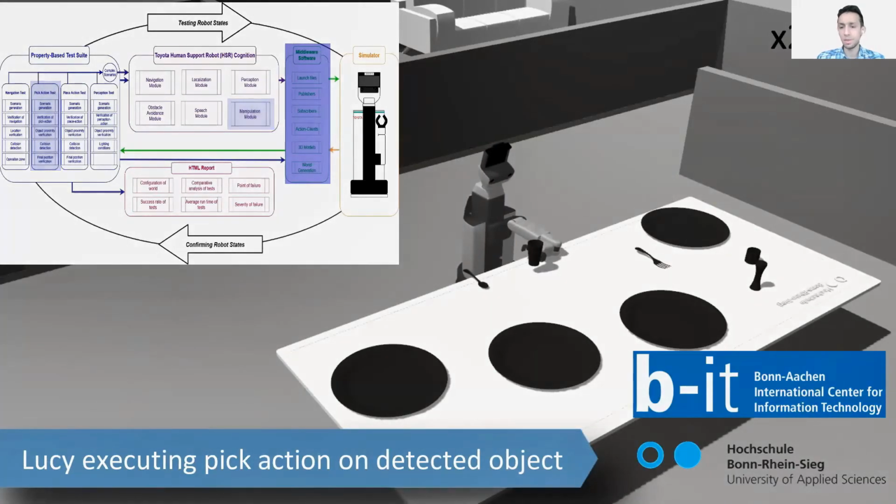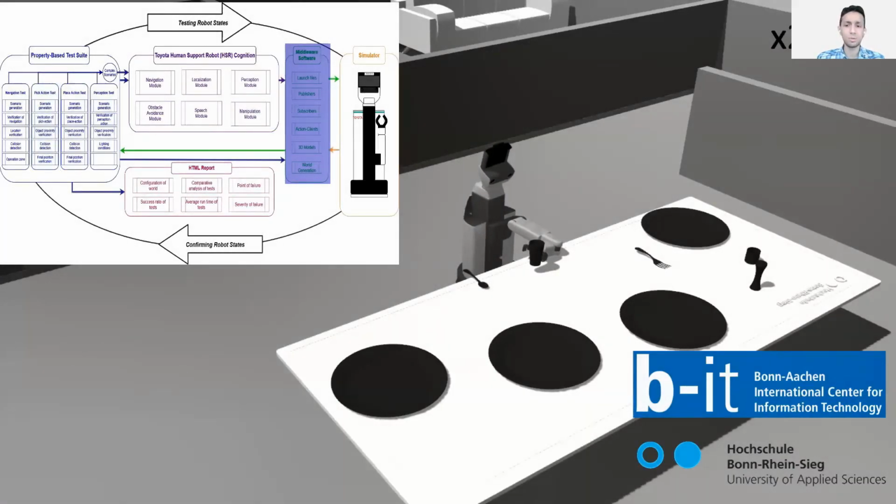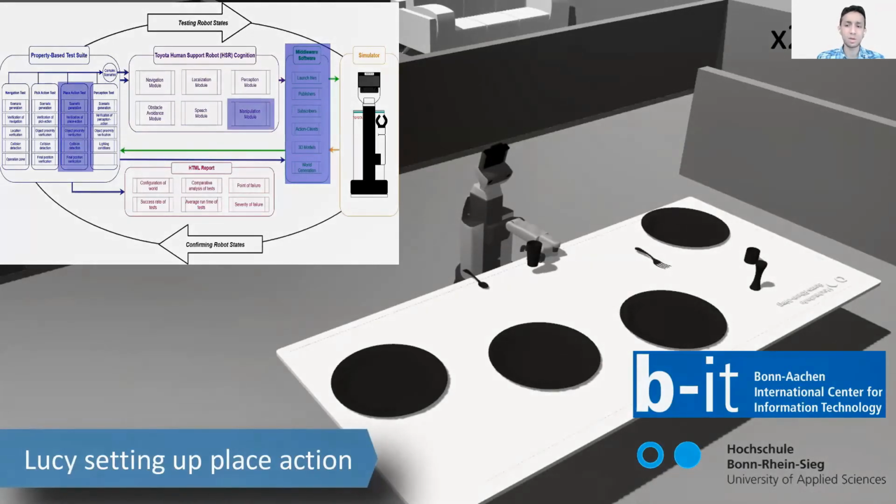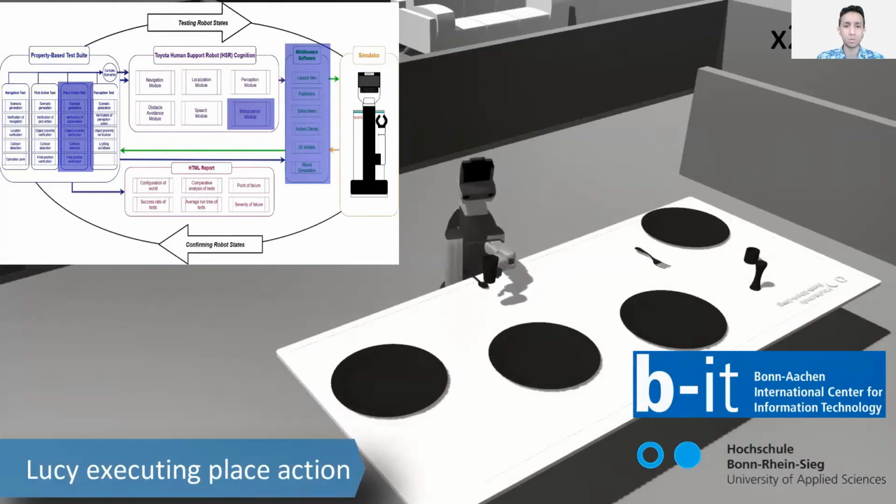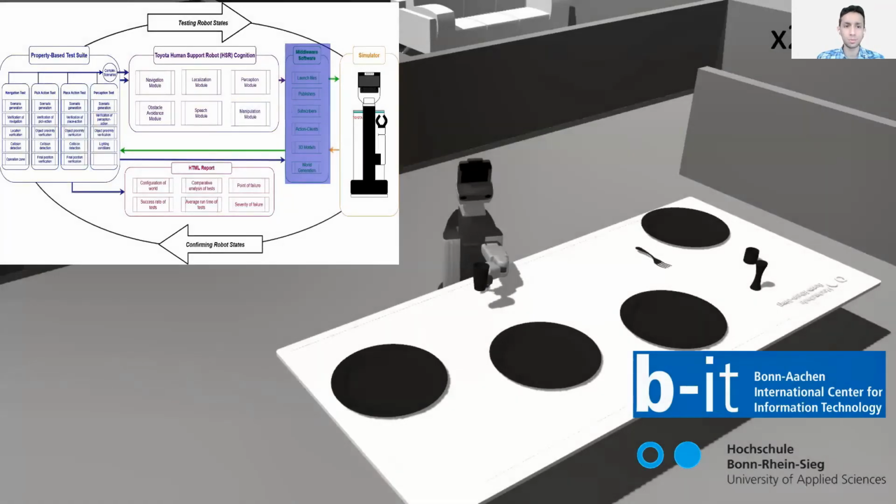Once the cup is picked, it will now begin planning a trajectory to place the cup back onto the table. Once the cup is placed, the robot will retract its arm and the scenario will terminate, after which a report will be generated. All of this is guided by the property-based test suite.